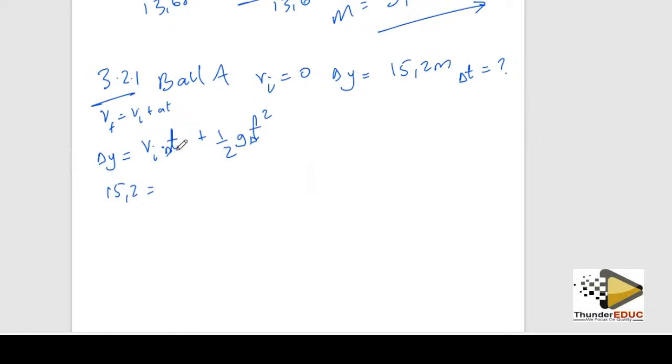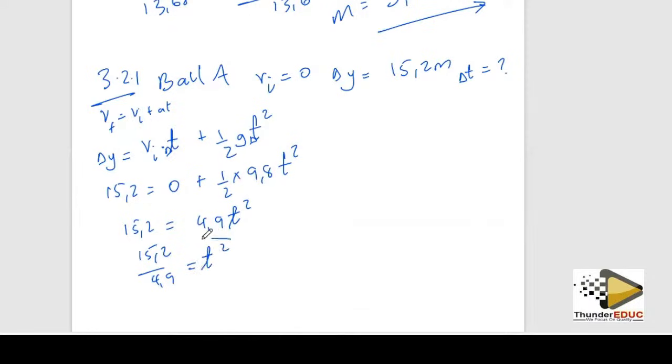Our initial velocity is 0, so that is going to die out. Since the object is moving downwards, I'll treat it as positive. So that's a half times 9.8 t squared. Okay, so 15.2 is equal to a half of 9.8, which is 4.9 t squared. Then I'll divide both sides by 4.9, so 15.2 over 4.9 is equal to t squared. And then I'll take square roots on either side. So 15.2 over 4.9 gives me that square root of the answer.